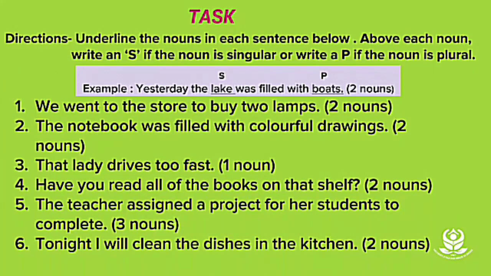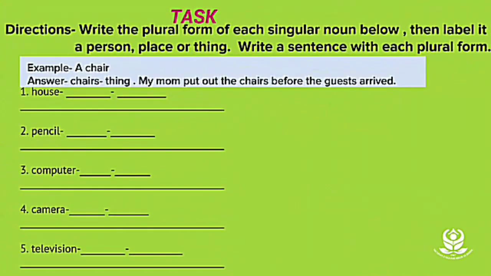There are 2 nouns. So coming to the next task, the directions given are: write the plural form of each singular noun below. Then label it a person, place or thing. Write a sentence with each plural form. For example, a chair. The plural form is chairs. It is a thing. My mom put out the chairs before the guests arrived.